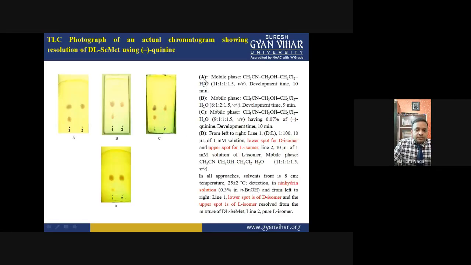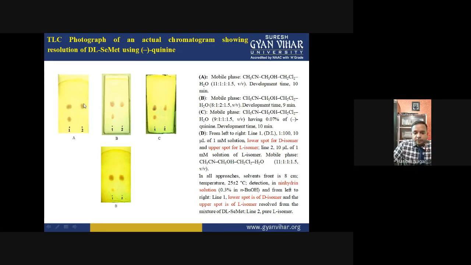So in the first approach, the mobile phase taken was acetonitrile, methanol, dichloromethane, and water in the ratio 11:1:1:1.5 volume by volume, and the development time was 10 minutes. That means the chromatography run was carried out for 10 minutes. With the first approach, these were the chromatograms observed for the enantiomers of selenomethionine.